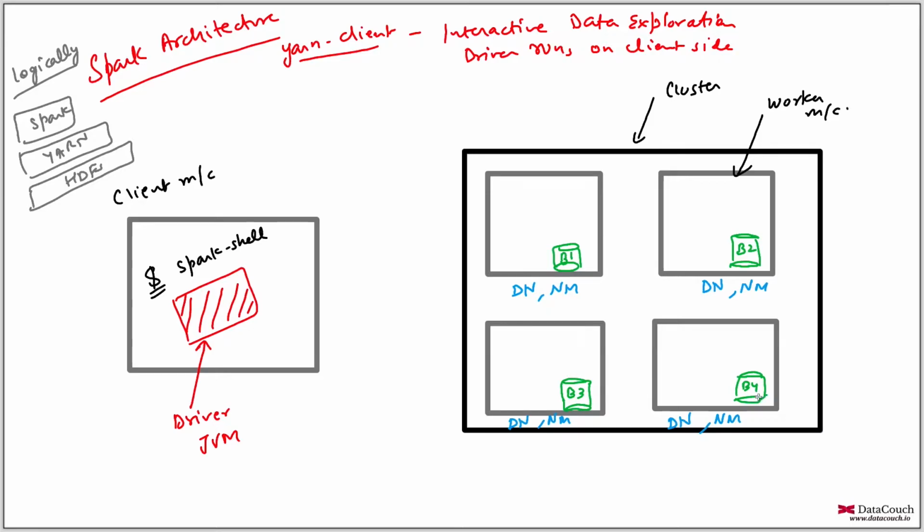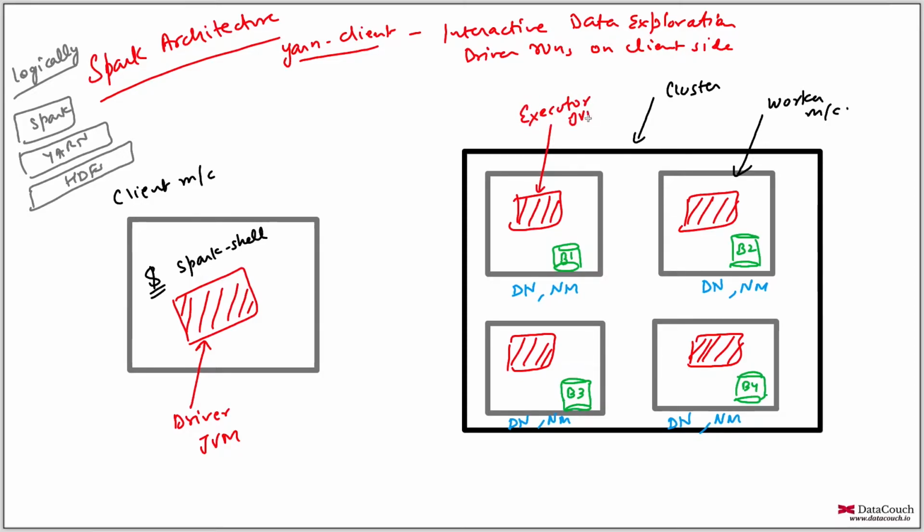So these are different blocks, and we also got some JVMs. Let's say we have these JVMs, and these JVMs are actually nothing but executors. So I will just show it like this: executor JVM, executor JVM. These are allocated based on the discussion that we had related to Yarn. So this allocation already happened.